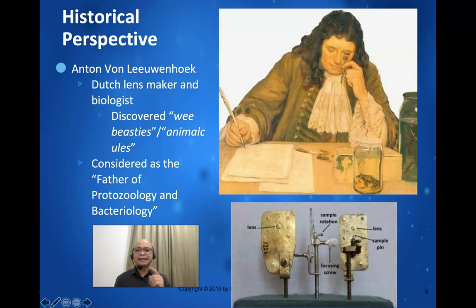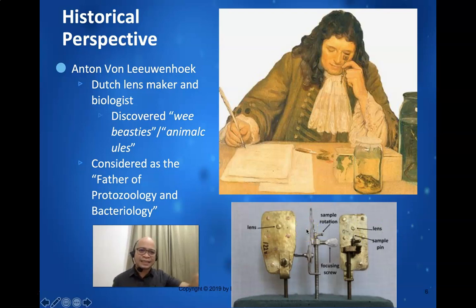Now, this man was Anthony van Leeuwenhoek. Actually, he was not a microbiologist. He was a Dutch lens maker, because at that time, microbiology was not yet a known science. But he had some knowledge in biology, and he discovered the so-called wee beasties. Since he was a lens maker, he was able to invent a very crude type of microscope.